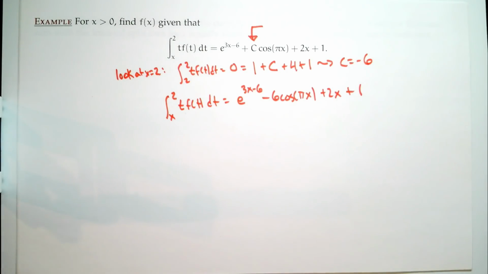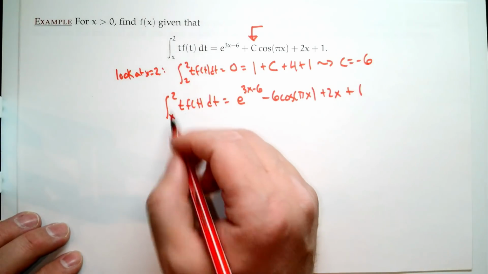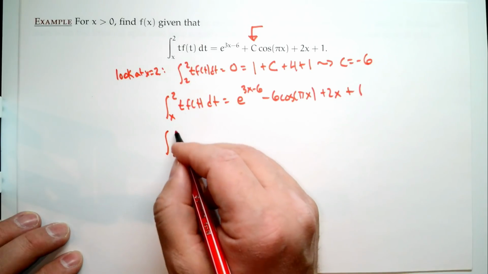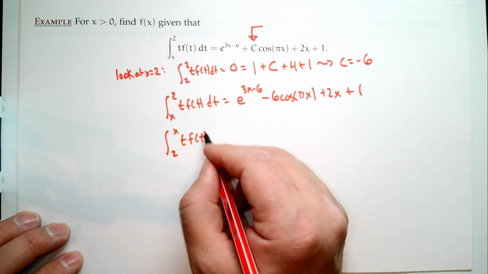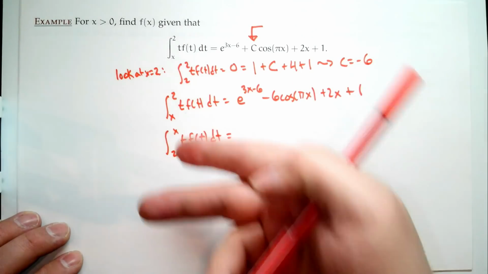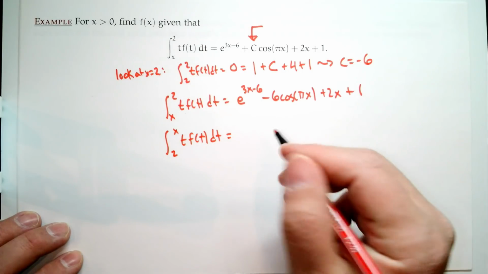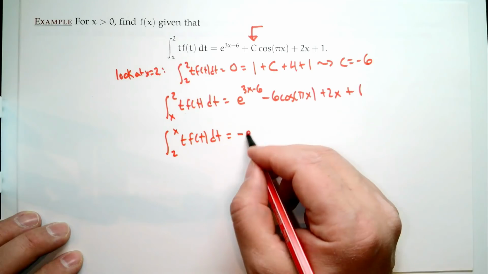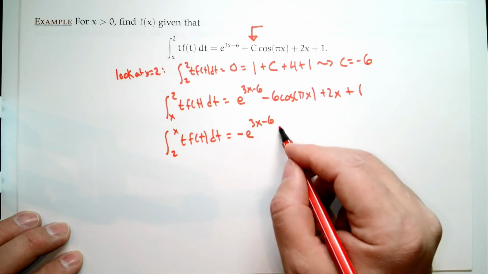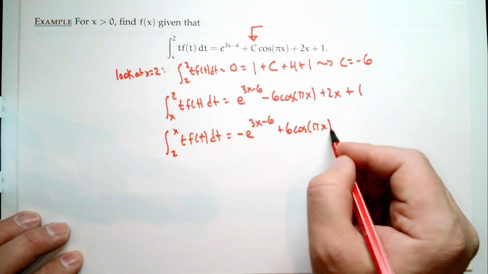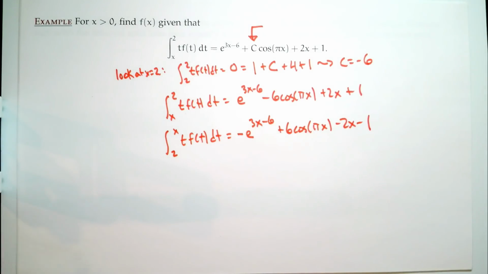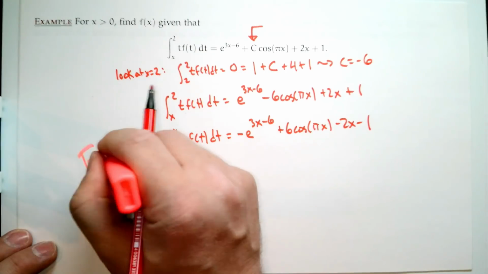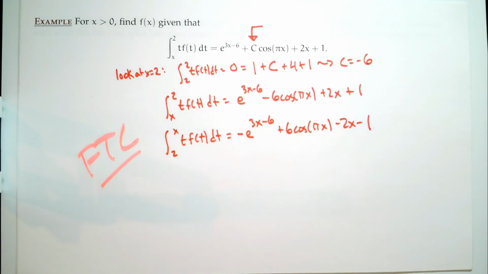Probably it's also useful to get the order from 2 to x. So let's do that really quick. 2 to x of t f of t dt. If I swap the bounds, what happens? I change the signs. Minus e to the 3x minus 6 plus 6 cosine pi x minus 2x minus 1. And now we do our fundamental theorem of calculus. Okay, so apply the fundamental theorem of calculus, which means we take the derivative of both sides.